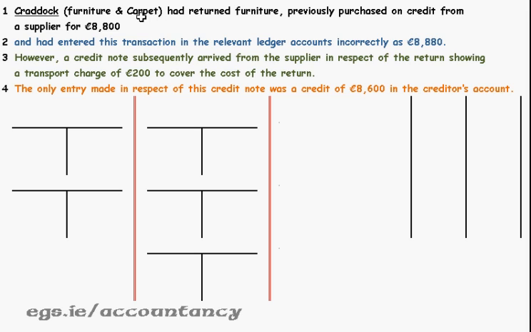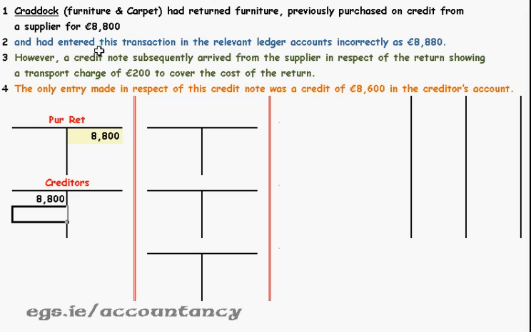Craddock, the owner, had returned furniture, and he is a furniture and carpet showroom man, so it's purchases returns. Previously purchased on credit from a supplier for $8,800. So if his purchases returns and suppliers, they're creditors. What you're expected to know as a student is that this is where you record purchases returns. What they should have recorded is 8,800 and double entry brings it to here.